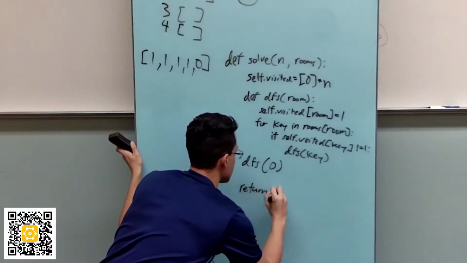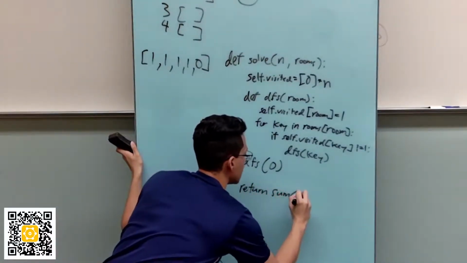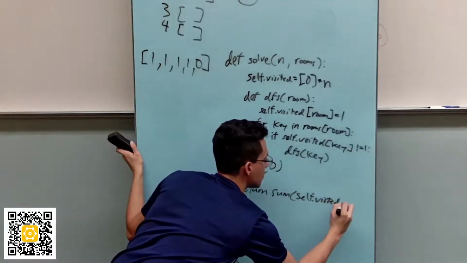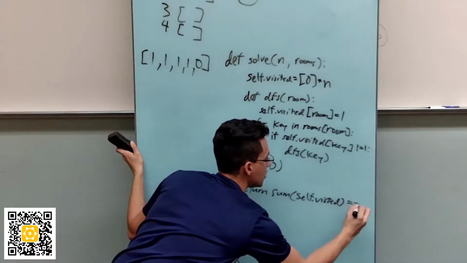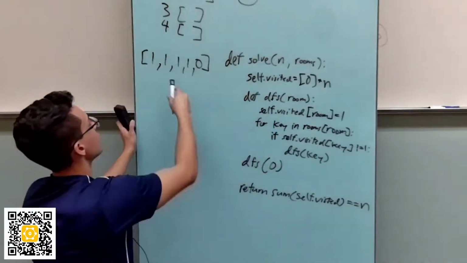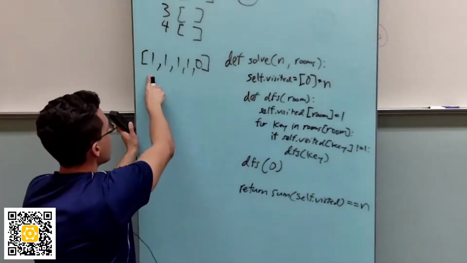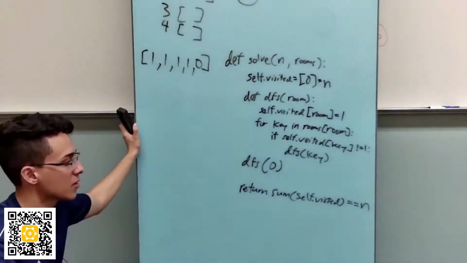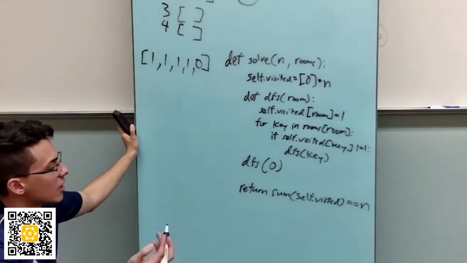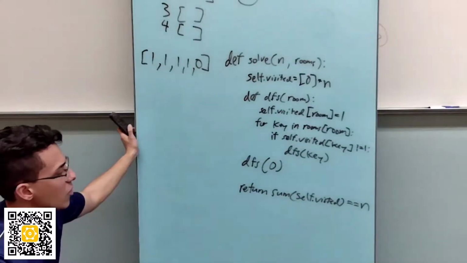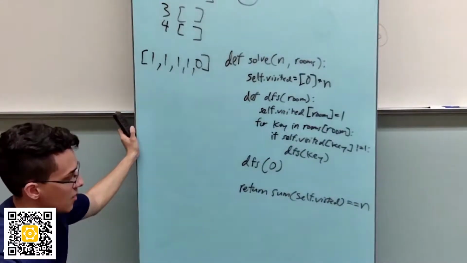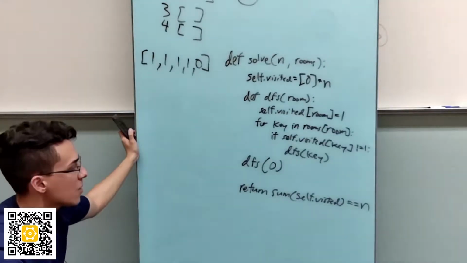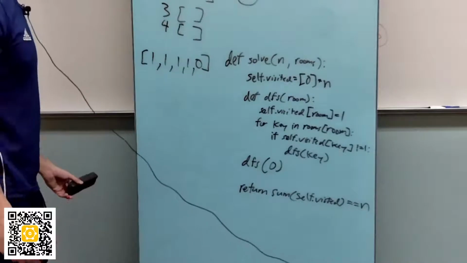Return sum of self.visited equals n, right? Because if they're all visited, if it's 5, then it's 5 ones, so it's 5. And if it's not equal to it, then it'll return false. That makes sense? All right. This is a fun problem.